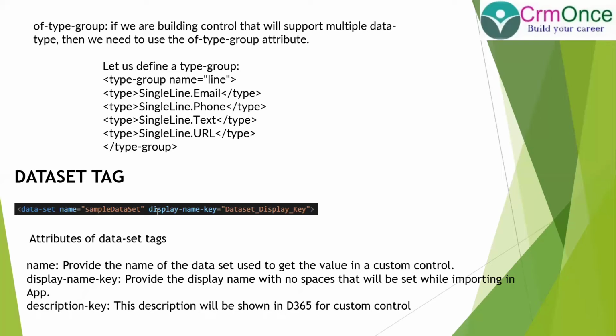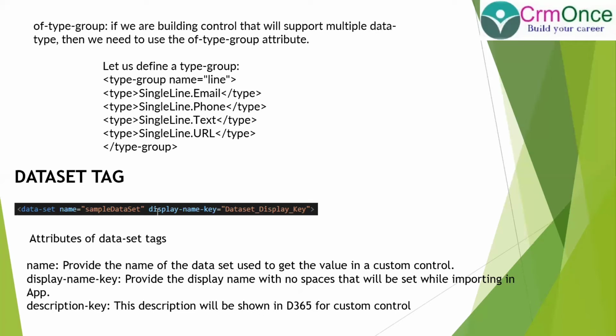And if you want to mention of type group, you can mention a group type name, and you can put all the attributes together as a group in a single line of text. And the data set tag supports cases where you want to display something in a grid, grid type of controls you are building. That is when the data set tag will appear.